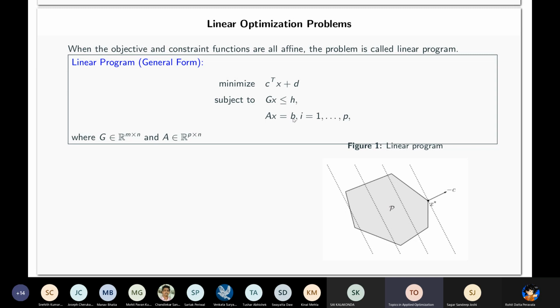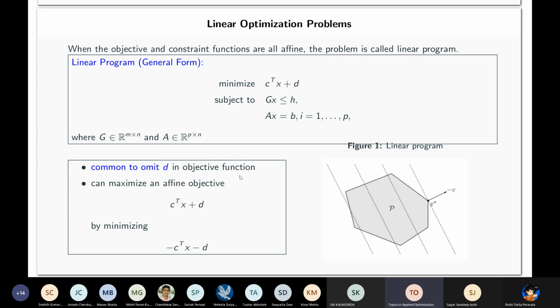So the feasible set in those cases will be some kind of a polygon in some sense, because these are intersections of half spaces and planes, hyperplanes. So it could end up looking like this, which is nothing but the polyhedron that we defined. So in linear programming problems, the feasible sets look something like this.